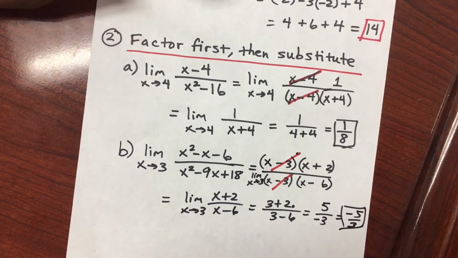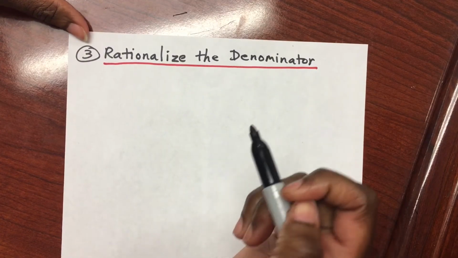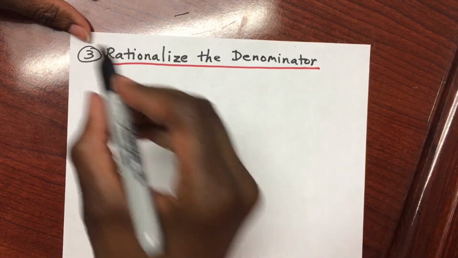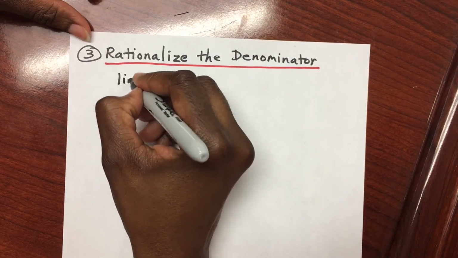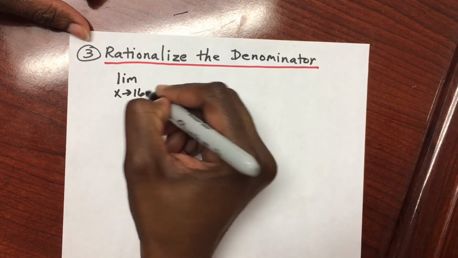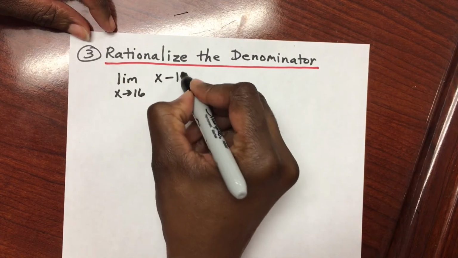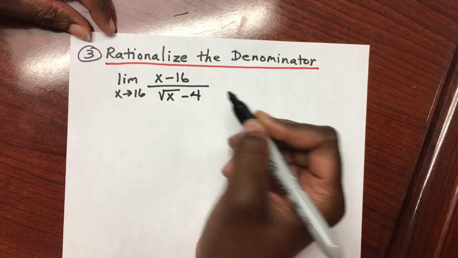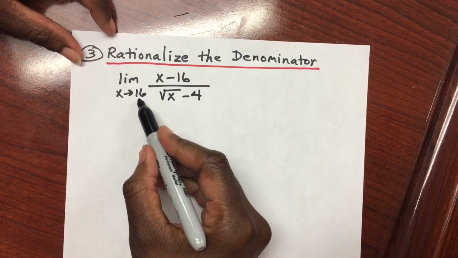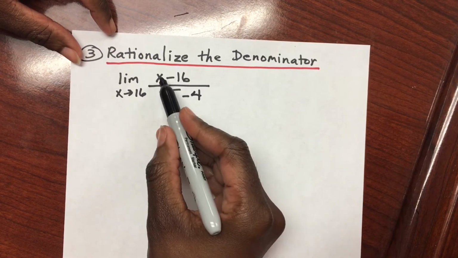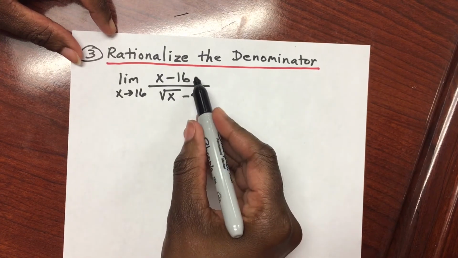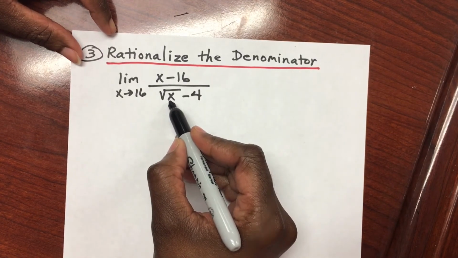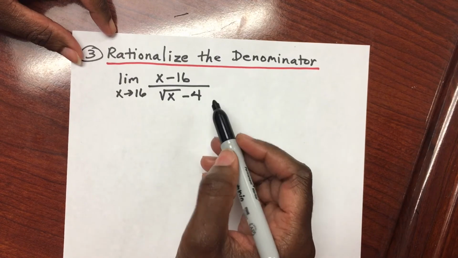Okay, the third problem, we are going to rationalize the denominator first. So the limit as x approaches 16 of x minus 16 divided by the square root of x minus 4. Now notice, if I substitute first and put 16 where the x is, 16 minus 16 will give me 0. The square root of 16 is 4, minus 4 will be 0. We will have 0 over 0.